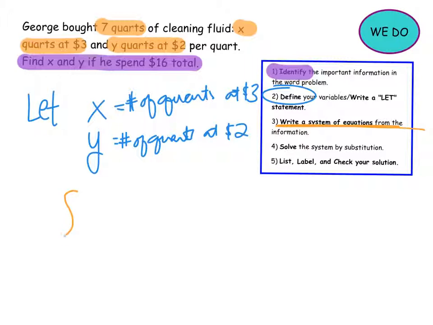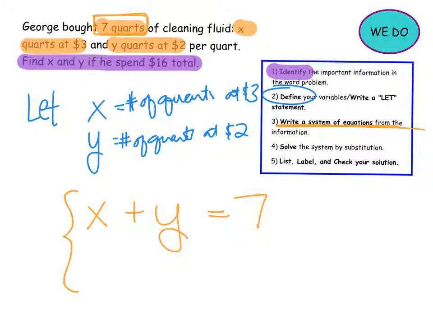And so I like to put my system always in the curly bracket, but I have to think of what equations we're going to write. We know altogether he bought 7 quarts of fluid. So if we take how many he bought at $2 and how many he bought at $3, or vice versa, altogether he buys 7. So altogether x plus y is 7 quarts.